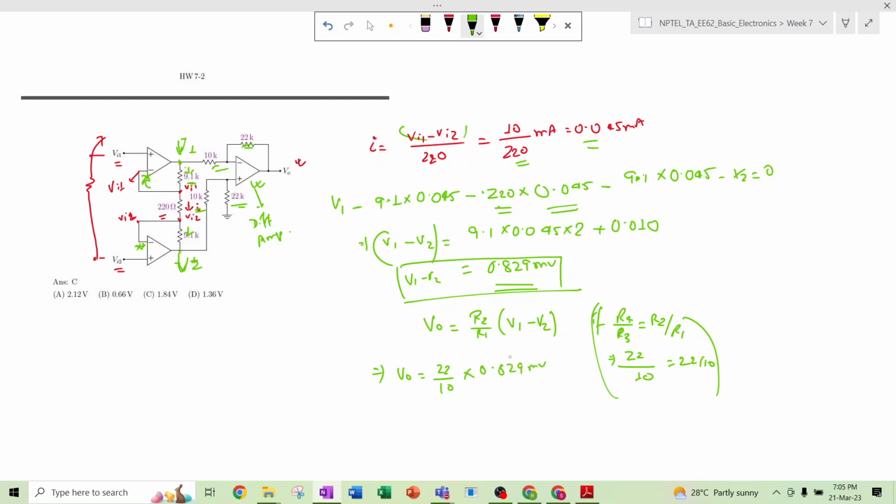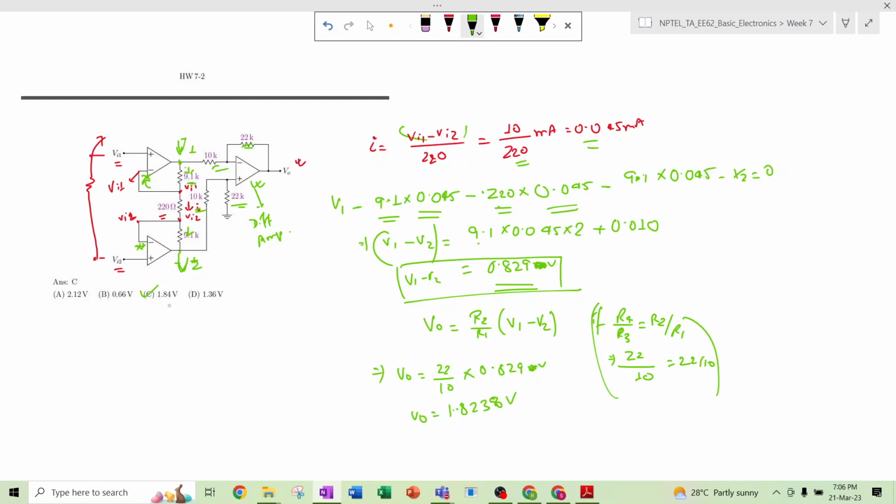So how much is it appearing? 0.829 into 22 divided by 10, so this is 1.8238. Sorry, this thing will appear as volt, because this is in kilo ohm and this is in milliampere, so the unit will be volt, so this much volt will appear, 1.8238 volt. So the correct answer will be 1.84. This is the nearest answer.